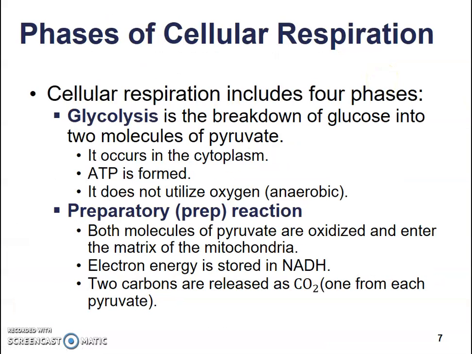Let's see, electrons store energy. Electron energy is stored in the NADH, so it gains a hydrogen ion. And 2 carbons are released as carbon dioxide. We get 1 CO2 from each of those pyruvates. So we've snapped it in half, and then we take a carbon off of each one.